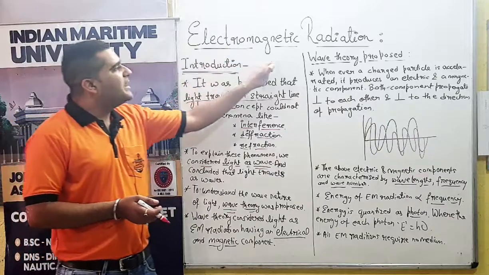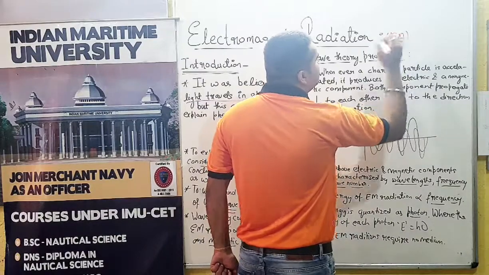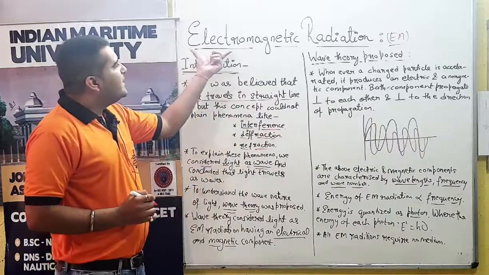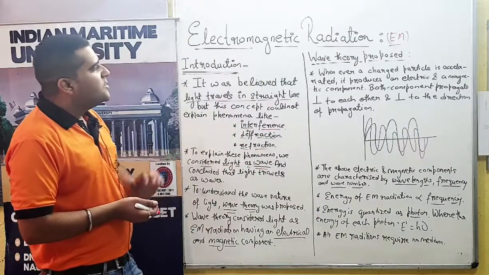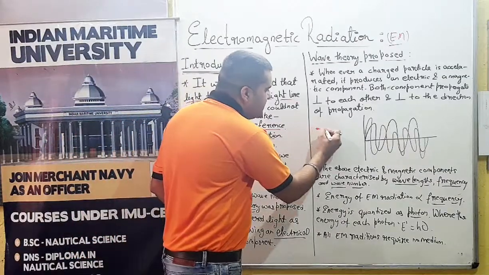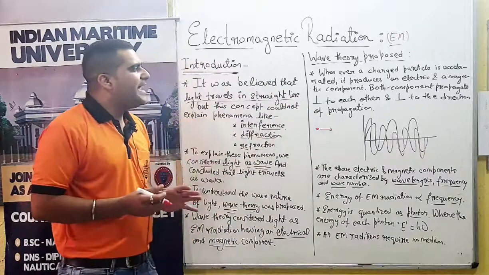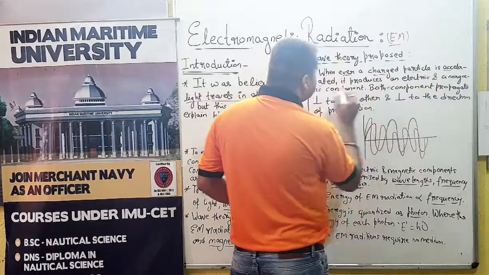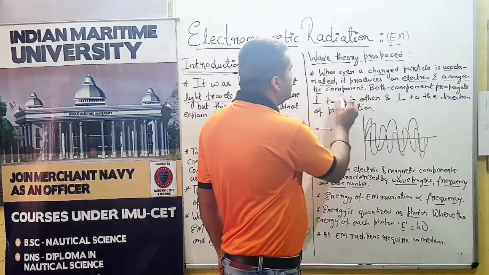That means electromagnetic radiation can also be written as EM radiation, where E stands for the electrical component and M stands for the magnetic component. Here also, electro stands for the electrical component and magnetic stands for the magnetic component. So according to wave theory, any charged particle, when accelerated, produces an electric component and a magnetic component.